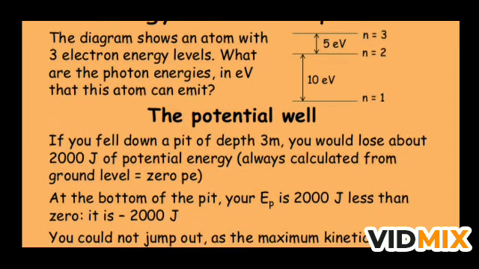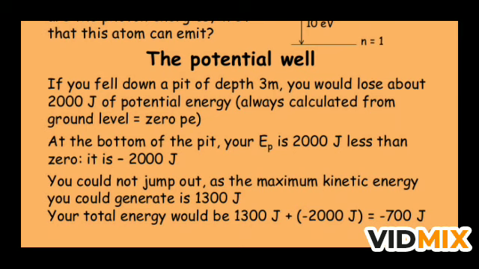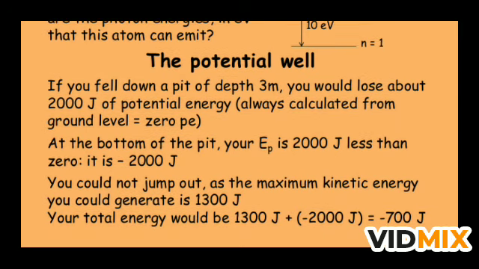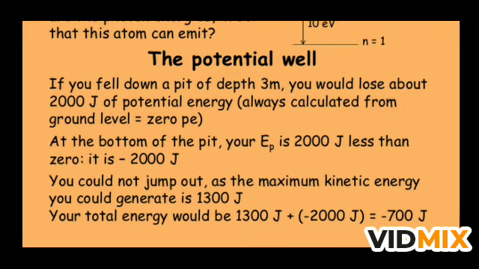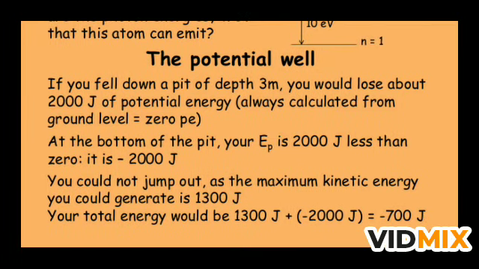Now if we talk about a potential well, suppose you fell down in a pit of depth 3 meters, you would lose about 2000 joules of potential energy, and we are calculating the energy from the ground level, that is zero potential energy. So at the bottom of the pit your potential energy is 2000 joules less than 0, that is minus 2000 joules. You could not jump out as the maximum kinetic energy you could generate is 1300 joules. So your total energy will be 1300 joules plus minus 2000 joules, that is minus 700 joules.